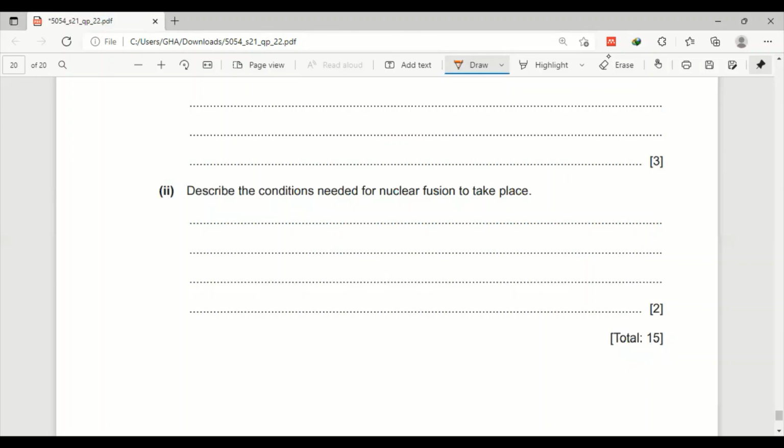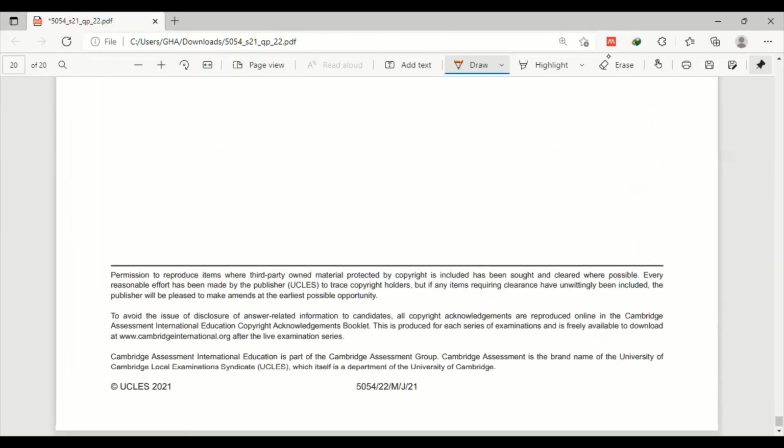So it occurs at very high temperature because all nuclei are positively charged. So high temperature is required to overcome their repulsion. And this is naturally occurring at the surface of the sun because the high temperature is available there. So this is the paper.